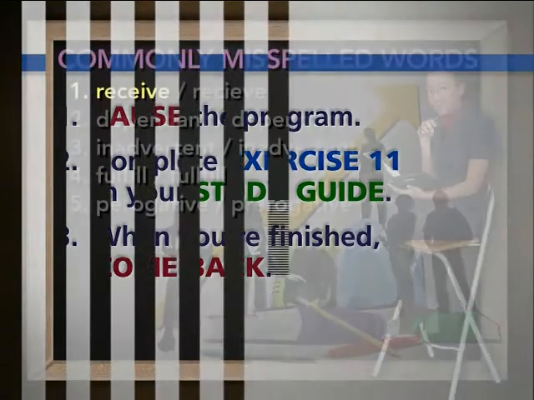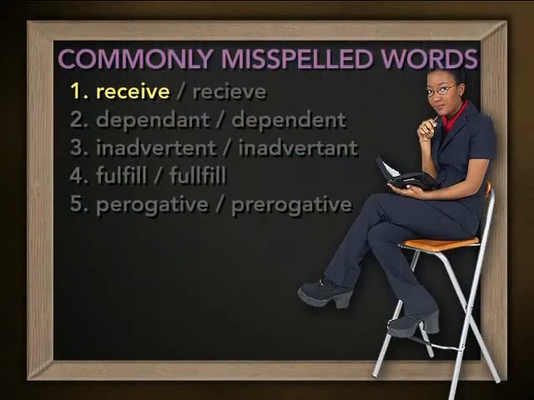Number 1, receive, follows the I before E except after C, or is sounded as A as in neighbor and way. So it's I before E except after C, and the case here is after the C, so you flip them. So it's R-E-C-E-I-V-E. Dependent with an E, inadvertent with an E.